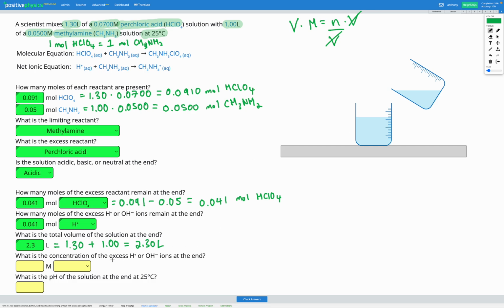Finally, to calculate the concentration, we're going to use the same equation we used before, which is our molarity equation. Molarity is equal to number of moles divided by volume. Our number of moles we just calculated was 0.041. Our volume we just calculated was 2.30. So if we put those into our calculator, we're going to get out a molarity of 0.0178 molar concentration of H+ ions. We can fill that in here.